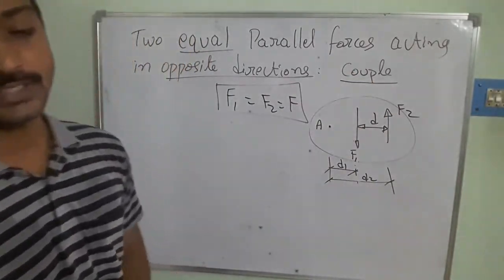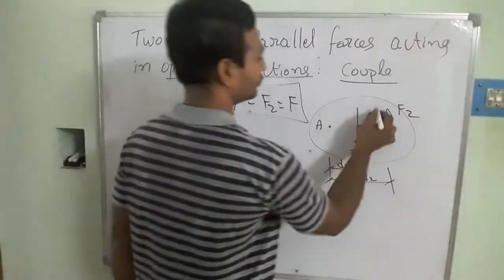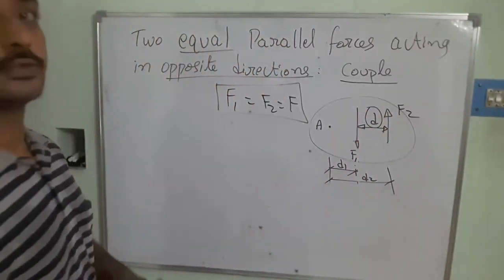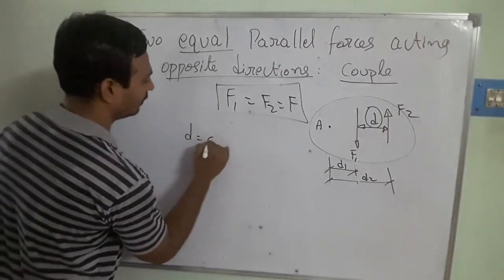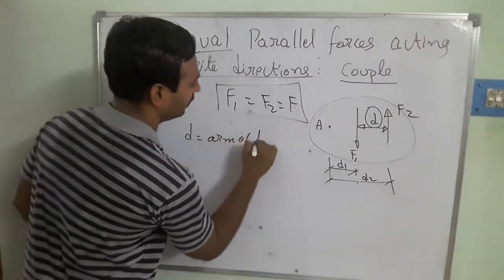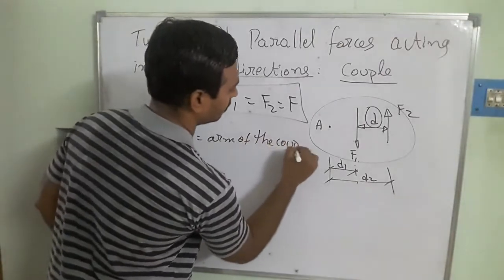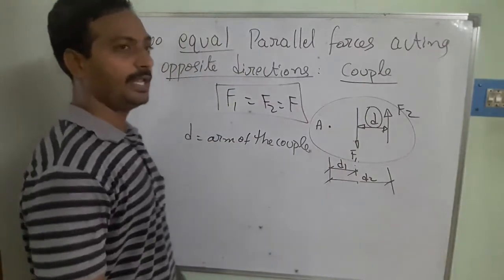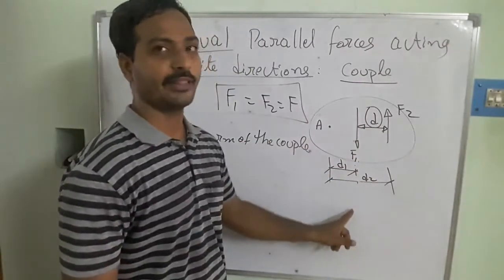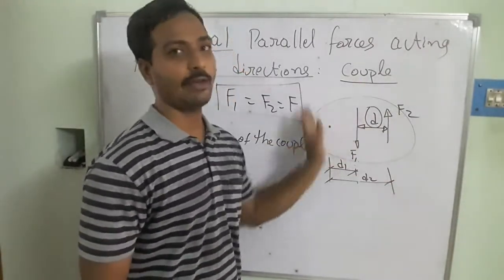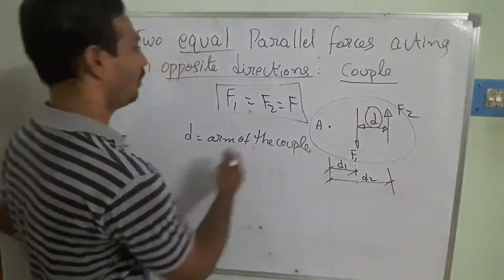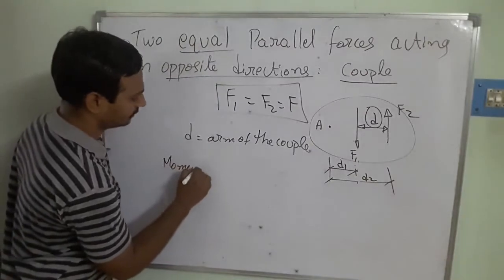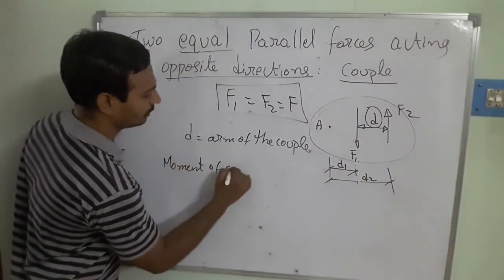So what is that? The distance between these two is called the arm of the couple. So D is equal to the arm of the couple. Because F1 and F2 are equal, the body is not going to undergo translatory motion. Rather, it will start to rotate about its own axis. So what moment are we going to take? The moment of the couple.